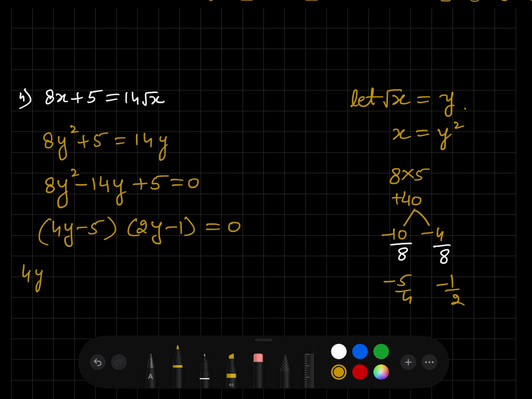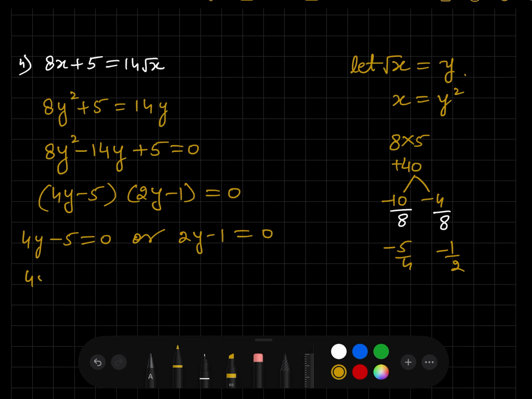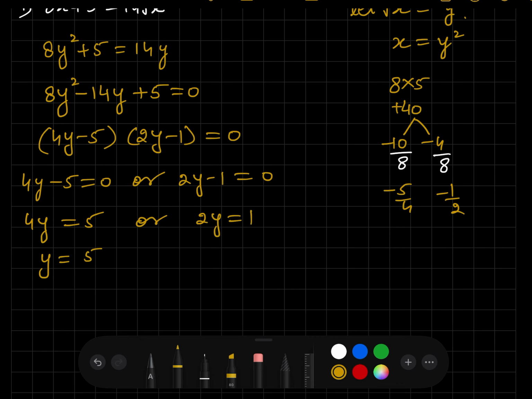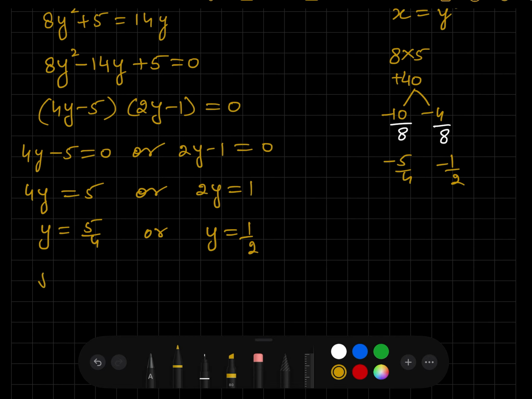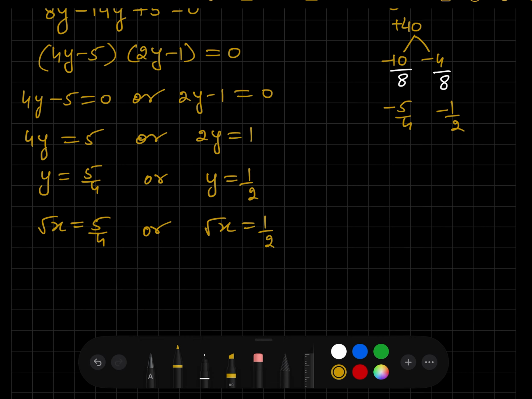So yes, either 4y minus 5 is equal to 0 or 2y minus 1 is equal to 0. So we can say either 4y is positive 5 or 2y is positive 1. So either y is equal to 5 over 4 or y is equal to 1 over 2. Now what was our y? Our y was root x, square root of x. So we'll say the square root of x is 5 over 4 or square root of x is 1 over 2. So x is what?